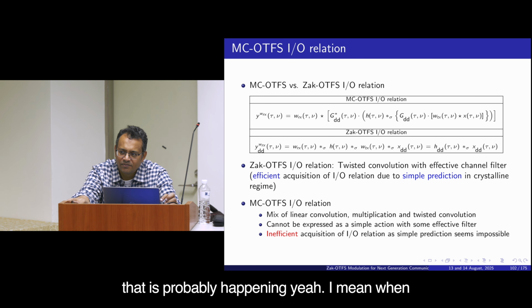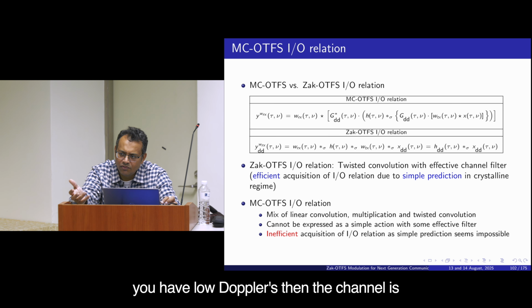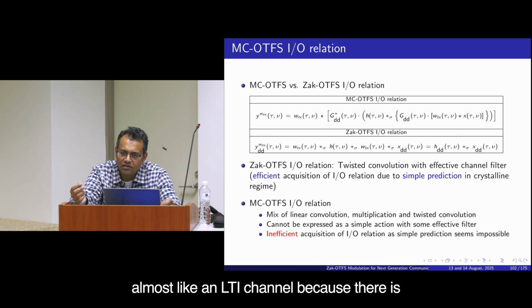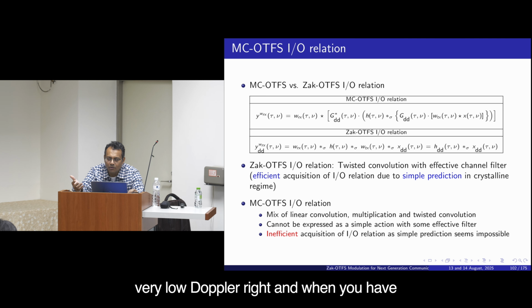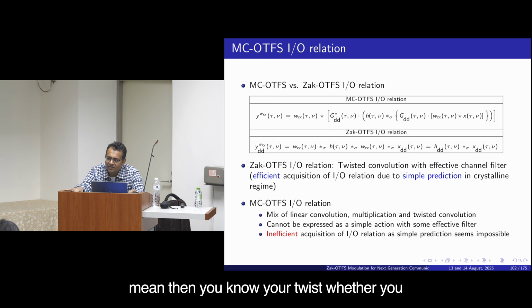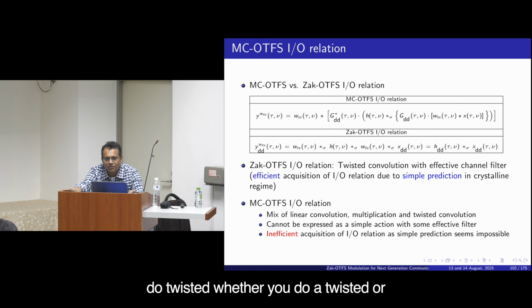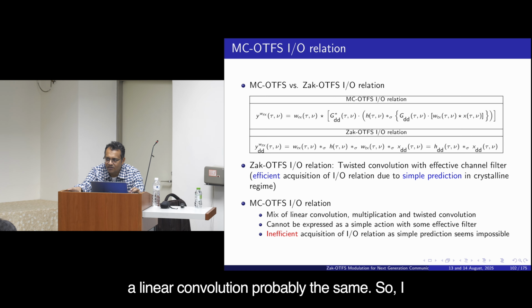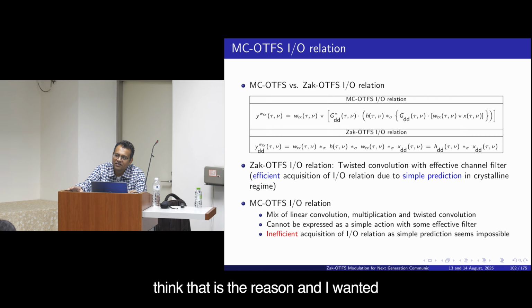Okay. When you have low Dopplers, then the channel is almost like an LTI channel, because there is very low Doppler, right. And when you have an LTI channel, then it is fine. Whether you do a twisted or a linear convolution, they're probably the same. So I think that's the reason.